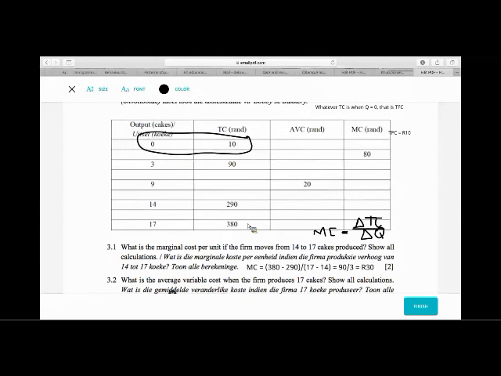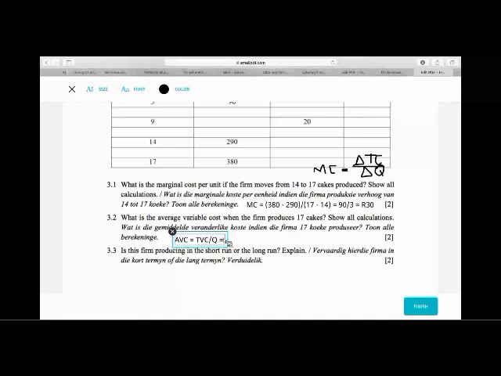In the table, we have total cost. Okay, so what we need to know is that total variable cost is the same as total cost minus total fixed cost. So I can write total variable cost as total cost minus total fixed cost. And that means that average variable cost will be 380 minus 10, which is the total fixed cost, divided by 17. So that's going to give you 370 divided by 17. And if you put that into your calculator, you get an answer of 21 Rand and 76 cents.